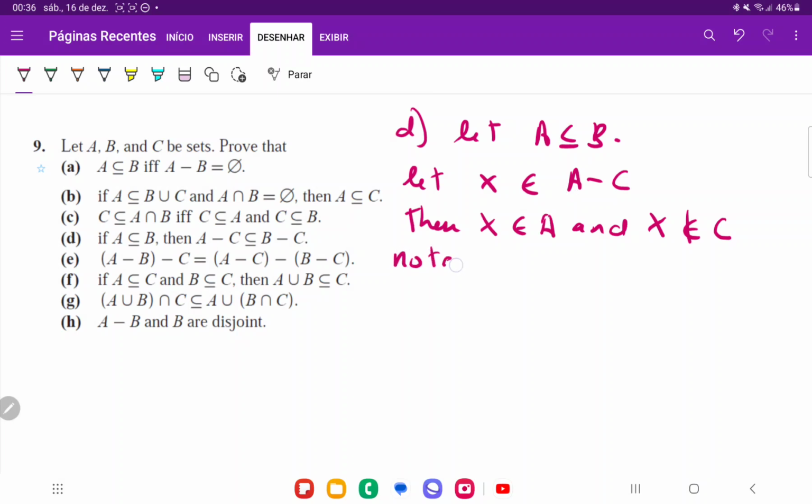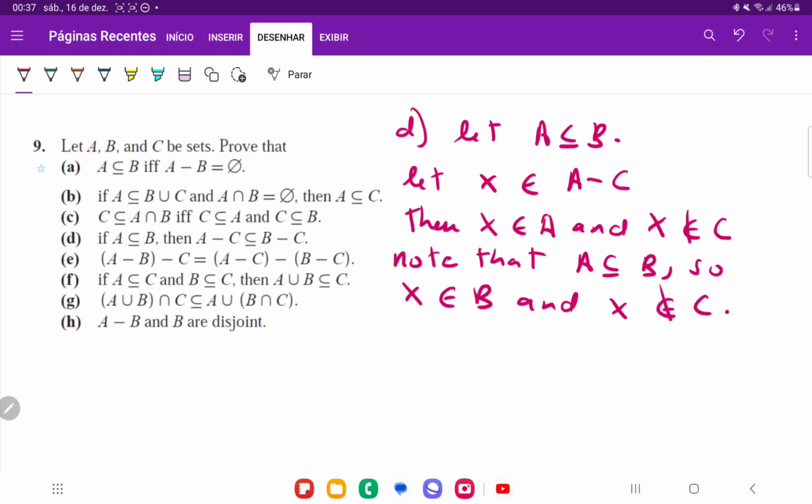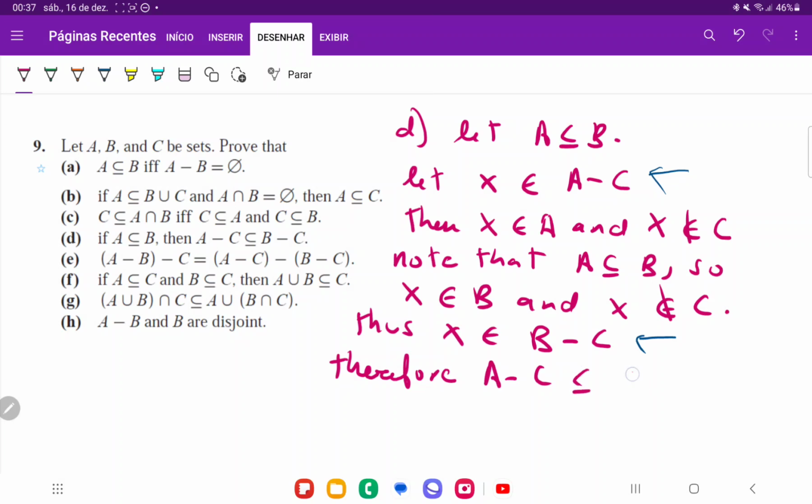And then we're going to say, note that A is a subset of B, so X belongs to B and X does not belong to C. So if X belongs to B and X does not belong to C, then thus X belongs to B minus C. It fits the definition, right? So we have shown that some element that is here must necessarily be there as well. So therefore our conclusion is A minus C is a subset of B minus C. That's it for item D.